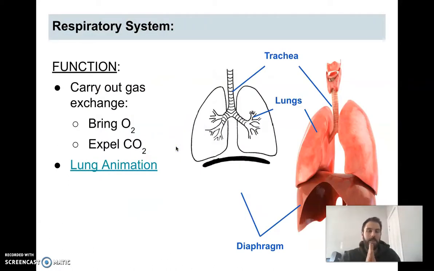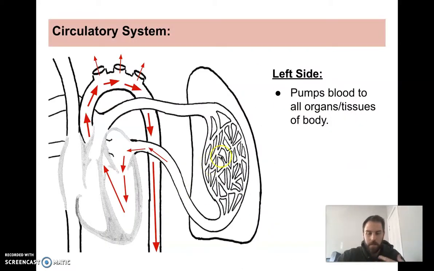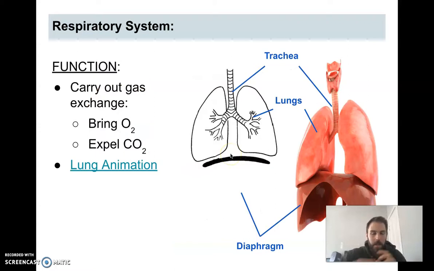Now we're going to move on to the respiratory system. And they're really intertwined because we already talked about the respiratory system right here, your lungs. But let's delve a little bit more specifically into the respiratory system. So the function of the respiratory system is to carry out gas exchange, to bring oxygen into your body and to expel CO2.